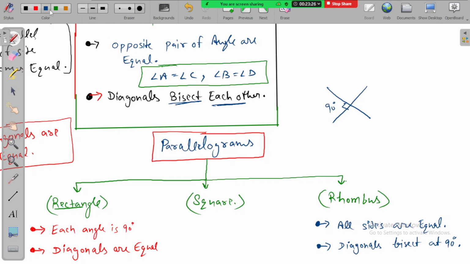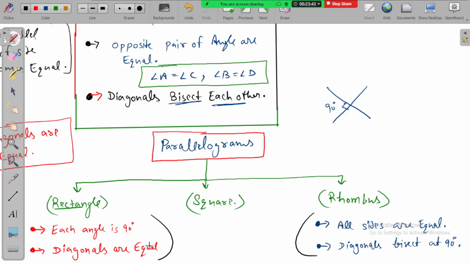So what about a square now? What will you say? Each angle is equal, each angle is 90 degrees. Diagonals are equal, diagonals bisect each other at 90, and all sides are equal.